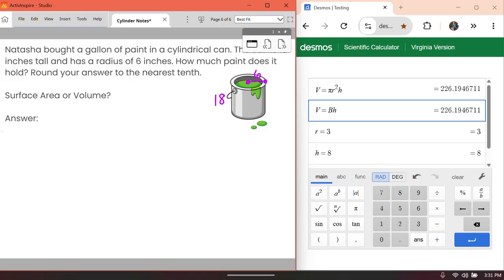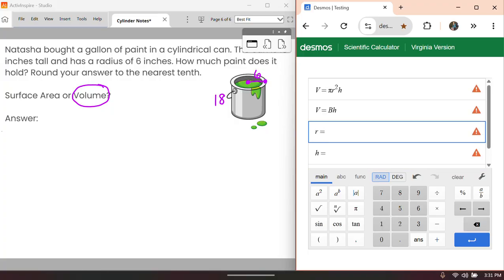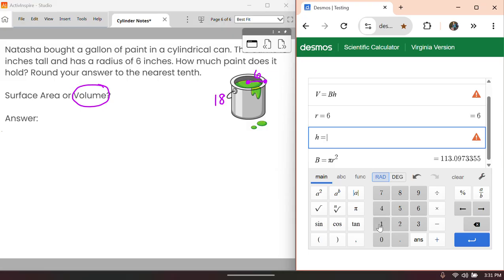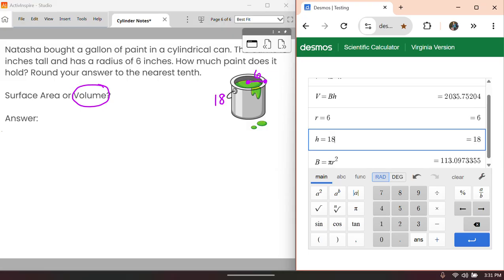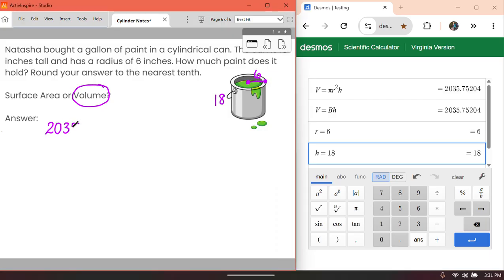So if I'm talking about how much will go inside of it, that's volume. And I'm going to use these two formulas again. Okay, so I know that the radius is 6. I know that the height is 18. I still have what big B means. So both of my formulas give me the same answer. 2035.8 inches cubed.